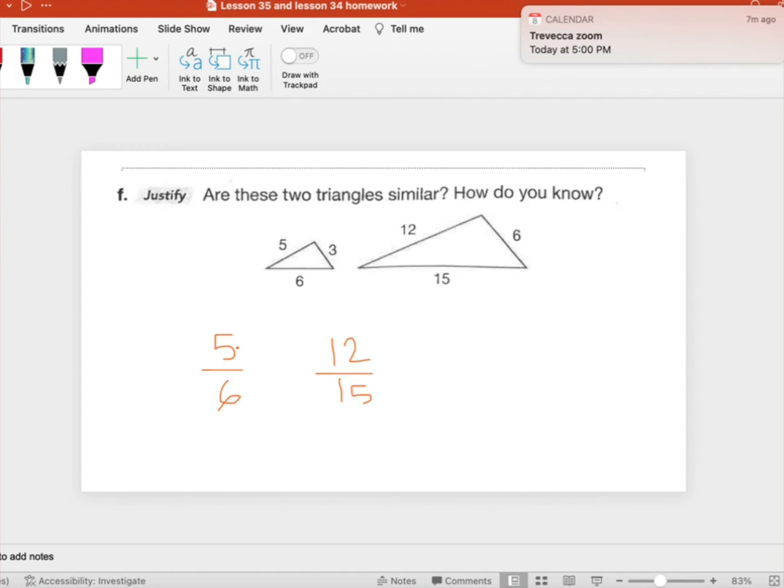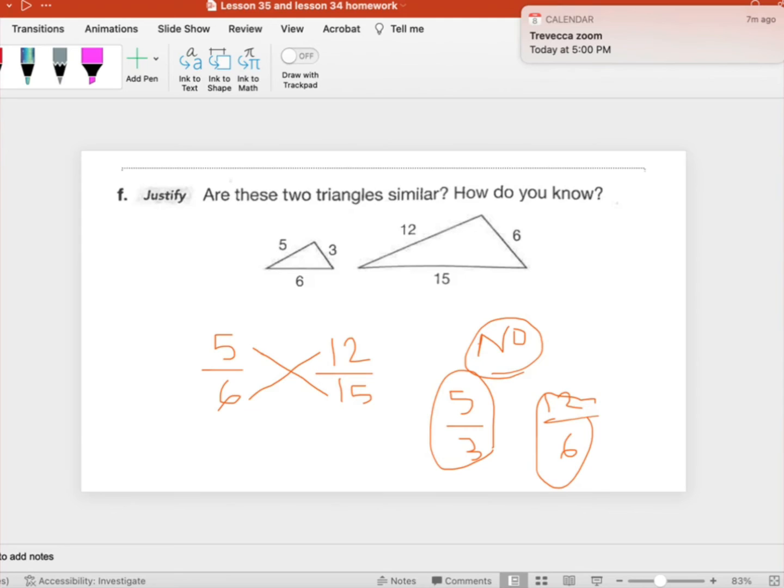Okay, so let's cross multiply here. 5 times 15 is 75, and 12 times 6 is 72. 75 does not equal 72, so we would say no. Now if we want to, we could do it another way. 5 is to 3 as 12 is to 6. That's 2, right? And 5 divided by 3 is not 2. So that just confirms that no, they are not similar.